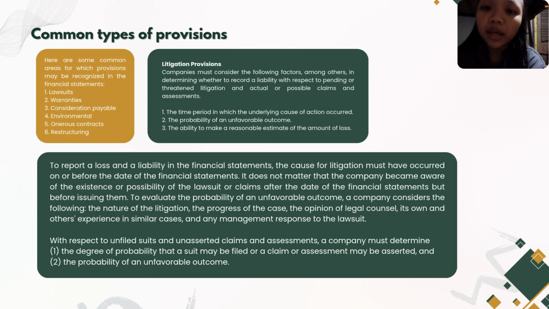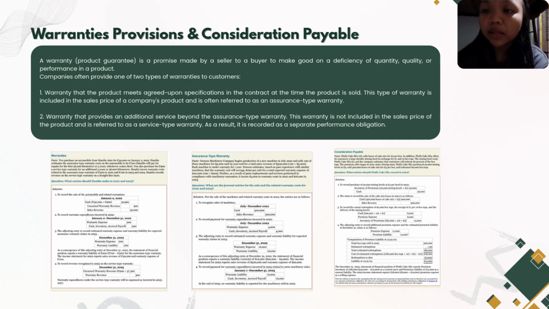With respect to unfiled suits and unasserted claims and assessment, a company must determine first the degree of probability that a suit may be filed or a claim or assessment may be asserted, and the second one is the probability of an unfavorable outcome. Next is warranties, provision and consideration payable.